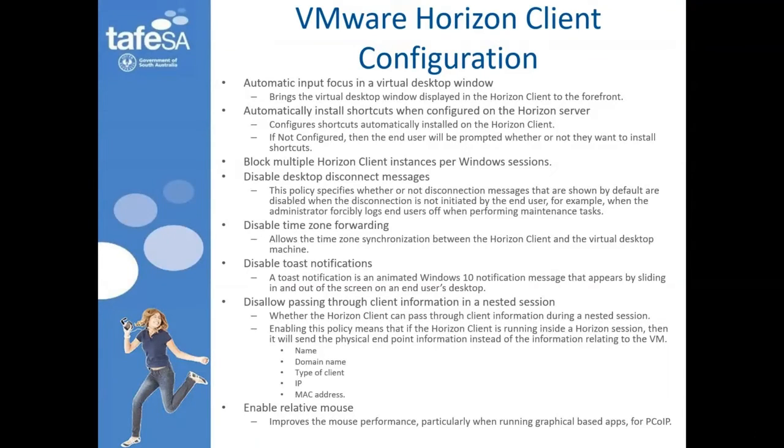So we were up to the disabled desktop disconnect message. This policy specifies whether or not the disconnection messages that are shown by default are disabled when the disconnection is not initiated by the user. So for example, if something else disconnects the user, not themselves logging off. For example, when the administrator forcibly logs off the user to do some maintenance tasks, then you can display a message to them. Disable time zone forwarding. By default, this allows the time zone synchronization between your client and the virtual desktop.